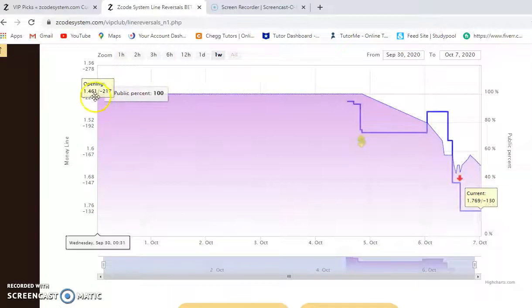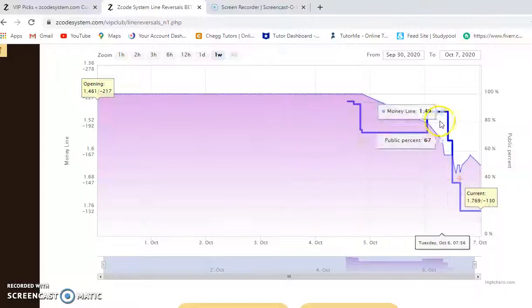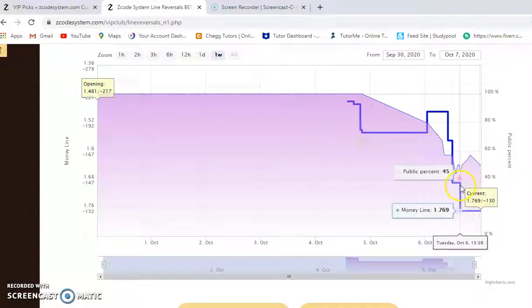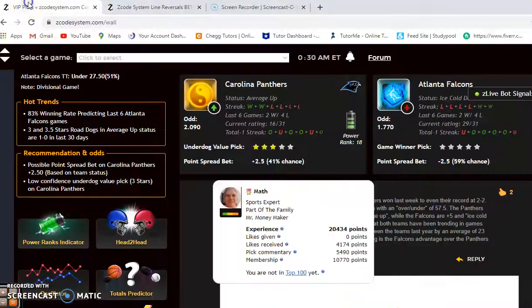Okay, so if you take a look at this, here's the opening line, 1.461. You can see that the line currently is at 1.769. Look how much it's changed here. So you can see it's changed quite a bit. Take that into consideration when you're betting on this game.